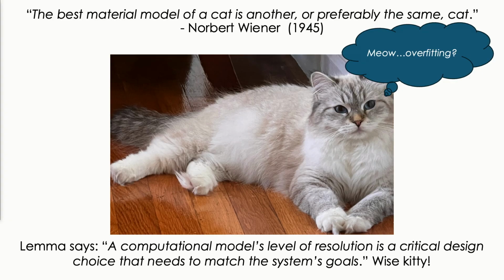But Lemma's point here, Lemma is the cat, our cat, is that you run the risk of overfitting depending on what the aims of the model are. So if your aim is to answer every possible question, then you need to essentially reproduce the system completely. But in most cases, we make strategic choices about what we're trying to accomplish with the model. And so Lemma says a computational model's level of resolution is a critical design choice that needs to match the system's goals. I agree with her. She's a smart cat.